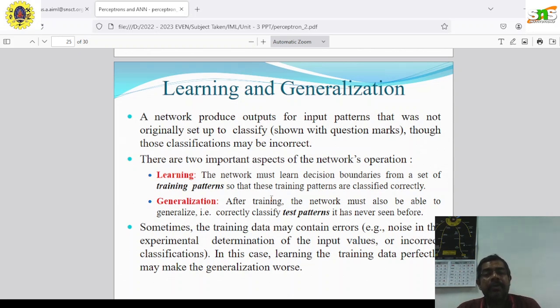So the neural network must learn the decision boundaries from a set of training patterns, so that these training patterns are classified correctly. But in generalization, after the completion of the training, the neural network must be able to generalize, that is, correctly classify the test patterns it has never seen before. Sometimes the training data may contain errors, for example noise in the experimental determination of the input values, or incorrect classifications. In this case, learning the training data perfectly may make the generalization worse.